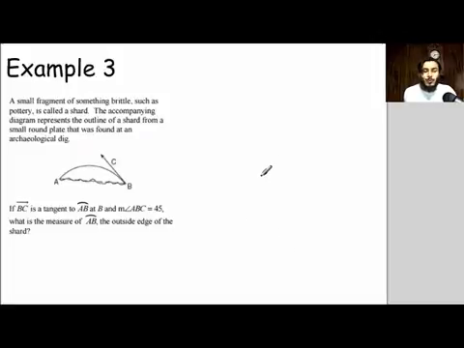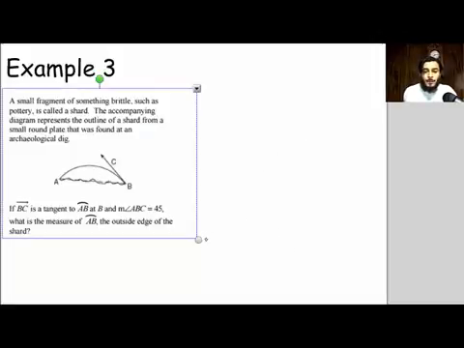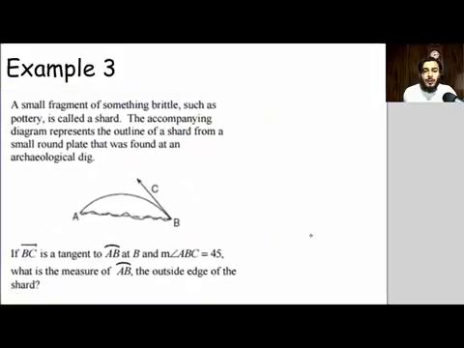Okay, here's our last example. It says a small fragment of something brittle, such as pottery, is called a shard. The accompanying diagram represents the outline of a shard from a small round plate that was found at an archaeological dig. If BC is tangent to arc AB and the measurement of angle ABC is 45, so let me go ahead and write that here. So this is 45 degrees. What is the measure of arc AB, the outside edge of the shard?